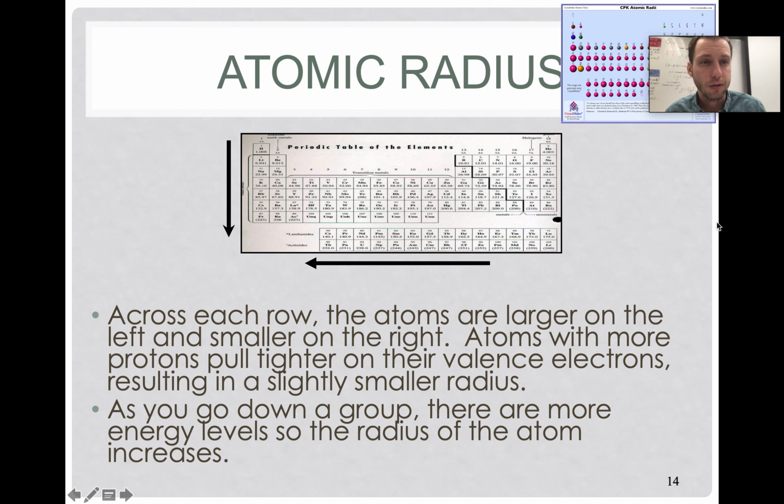First one we've got is atomic radius. The radius is the physical size of something, and so we're talking about the distance between the nucleus and the outermost electron. We can see our trend here is that across each row the atoms are larger on the left and smaller on the right. Atoms with more protons pull tightly on their valence electrons, resulting in a slightly smaller radius as you go to the right. And then as you go down, the presence of more energy levels causes the radius to increase as well.